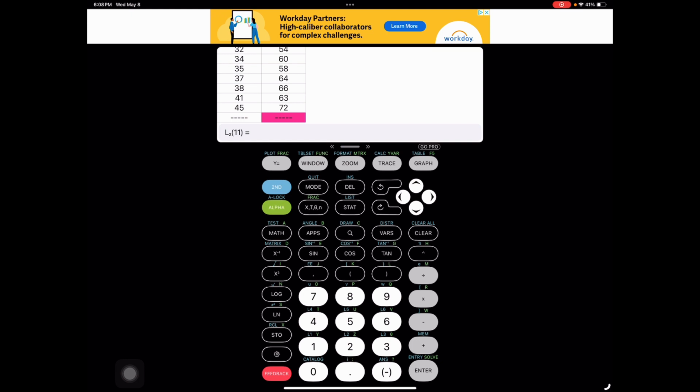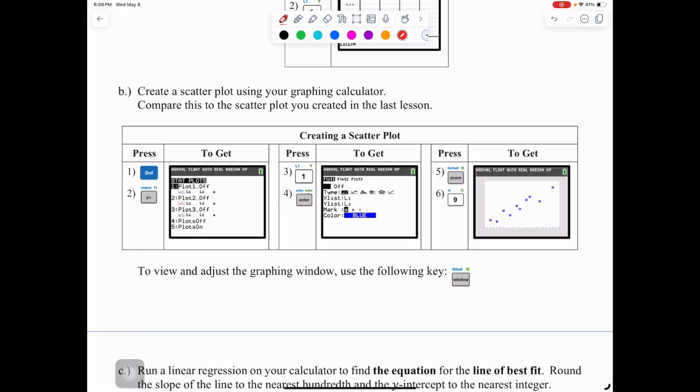Now we're going to look at part B on the notes. Part B says create a scatter plot using your graphing calculator. Yesterday we did that by hand. We're going to use the graphing calculator to do that, and then we're going to compare this to the scatter plot you created in the last lesson. I want to walk you through the steps on the graphing calculator so that you know how to create a scatter plot using your graphing calculator.